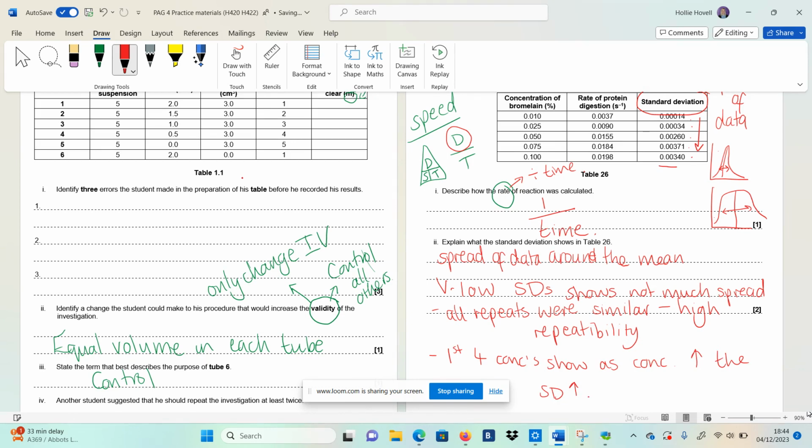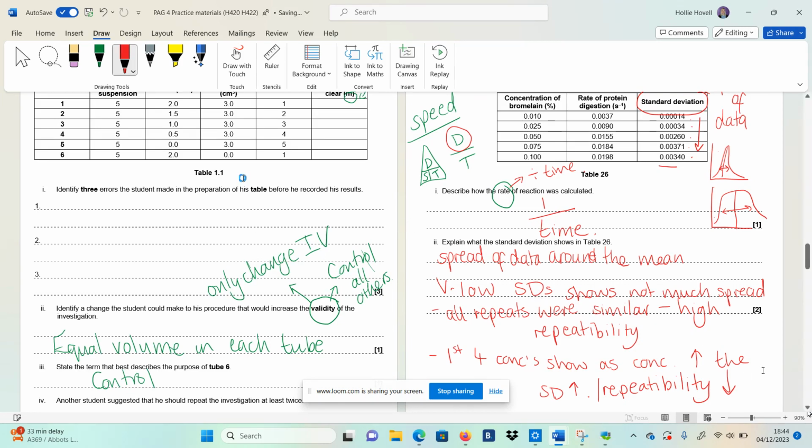Okay, so if the standard deviation is increasing and we're getting more variety in the results, bigger spread around the mean, the results aren't as similar. That means the repeatability decreases. As you increase the concentration, the repeatability decreases because they're not as similar. Put arrows for increase and decrease.